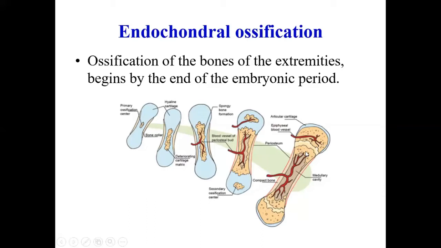bone length up to the growing period, that is up to 25 years, in some cases 20 years; there will be presence of epiphyseal cartilage. After that period, epiphyseal cartilage disappears and epiphysis unites with the diaphysis. So this is the endochondral ossification from the hyaline cartilaginous model.